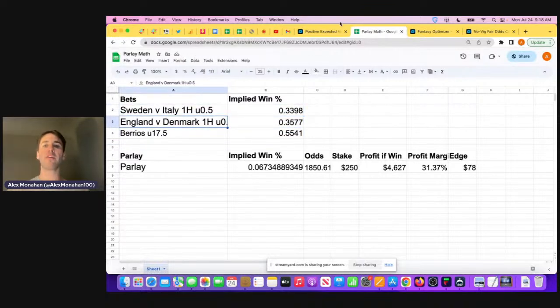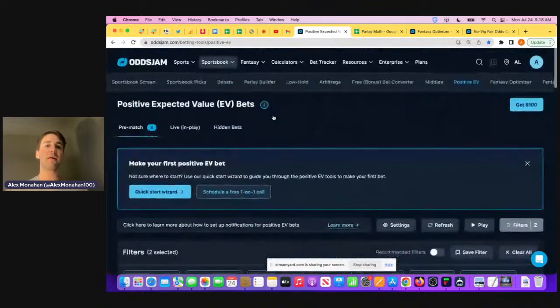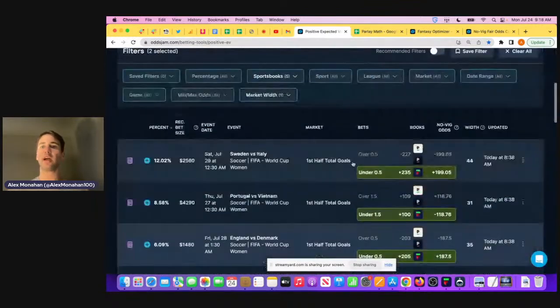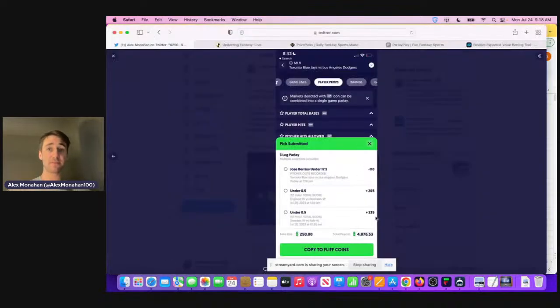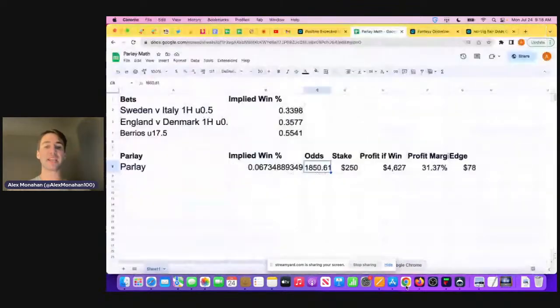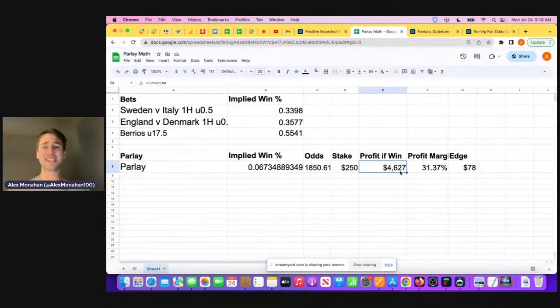All three plays were profitable. They're positive EV, right? From OddsJam, just from the positive EV tool, every play is profitable. We now know the win probability for each of our bets, so we know the win probability for our parlay. You multiply these three numbers together, right? And then you can back out the profit margin on your parlay. I'm betting 250 to win at plus 1850 odds, right? That's the odds of my parlay. So I'm betting 250 to win 4.6K. So I can figure out the profit margin on my parlay, right?